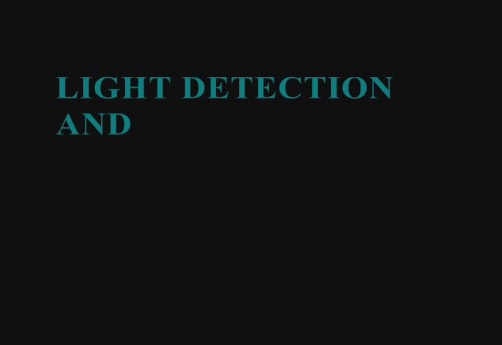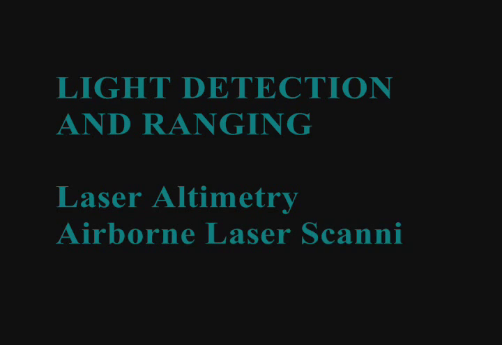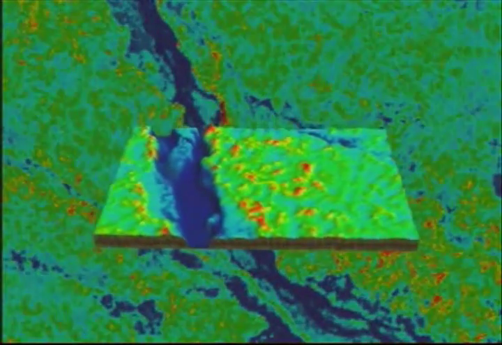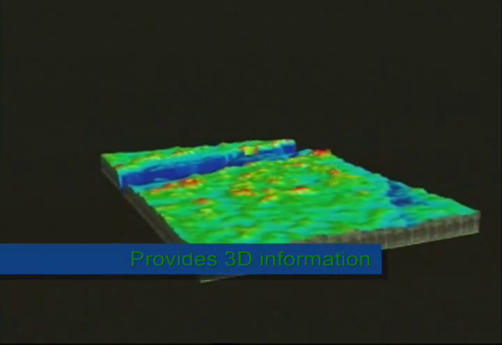Lidar is an acronym standing for Light Detection and Ranging. Depending on the application and region, it may also be called laser altimetry or airborne laser scanning. It is important to realize that Lidar is a system. It is a series of components working together to provide three-dimensional information, usually over a large area.